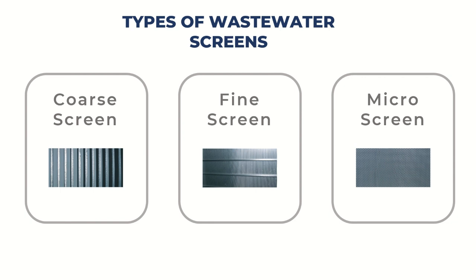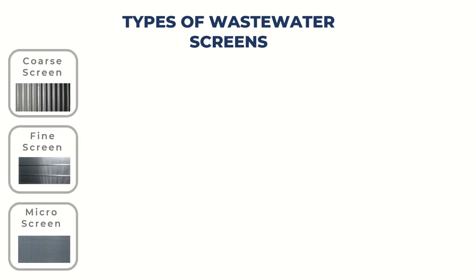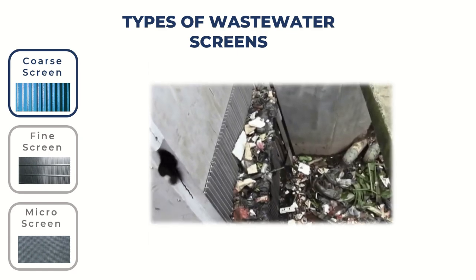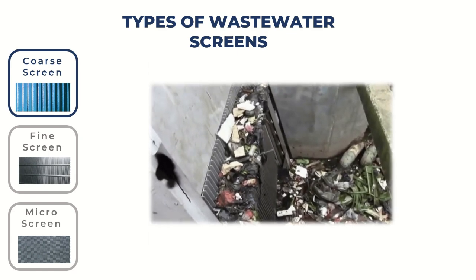Within these categories are many different varieties of screening. The screens are classified based on the size of the screening openings, as well as other mechanical traits. First, we have the coarse screen, which removes large debris like sticks, rags, and plastic bottles. This protects downstream equipment and prepares the water for finer filtration.